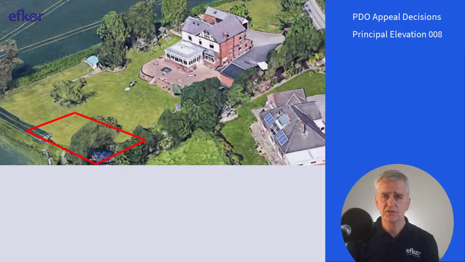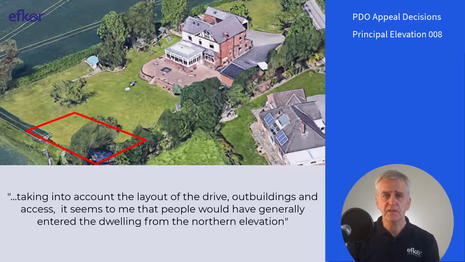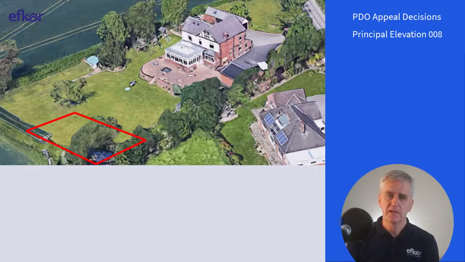The inspector continued, "Taking into account the layout of the drive, outbuildings and access from Barnsley Road, it seems to me that people would have generally entered the building from the northern elevation." I was a little taken aback at that conclusion.